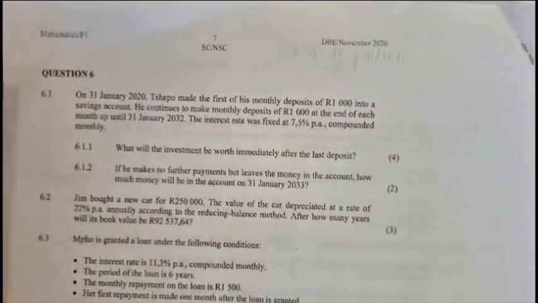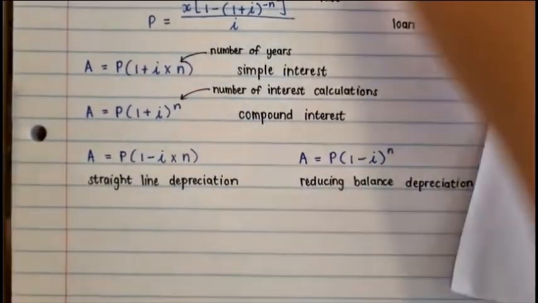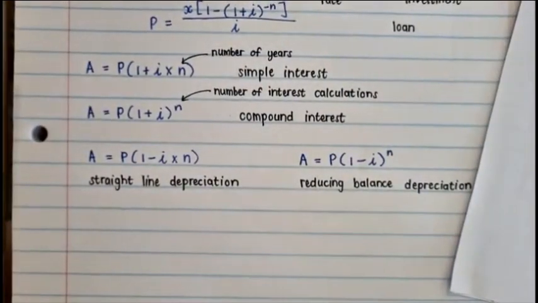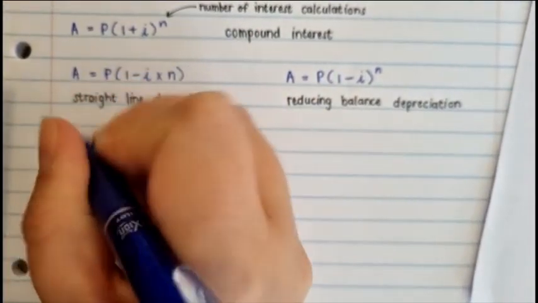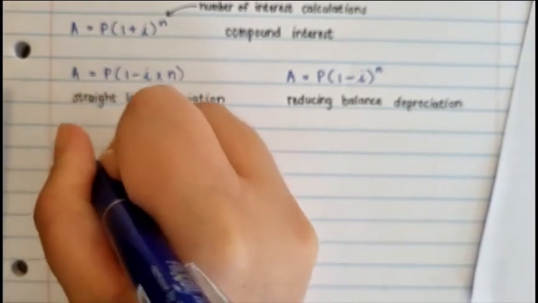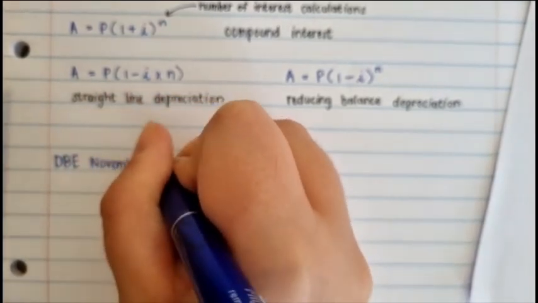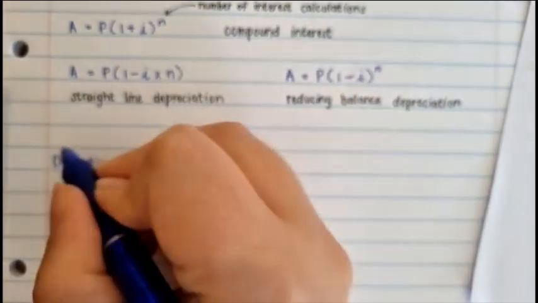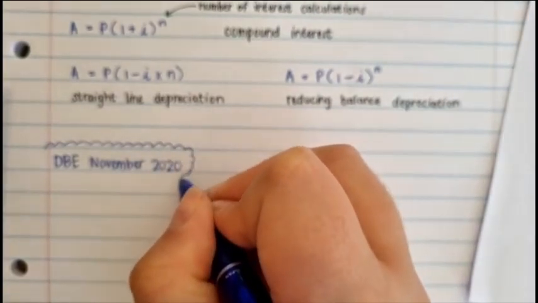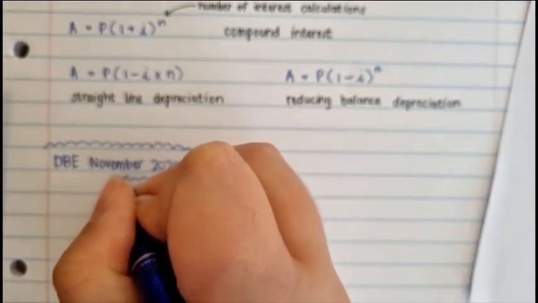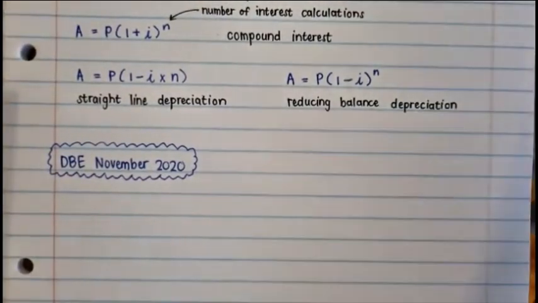Okay, so the 2021. Question 6, I'm just going to do a heading here so that it's all organized. All right, so this is the DBE November 2020 paper. Let me just make my little bubble heading here.